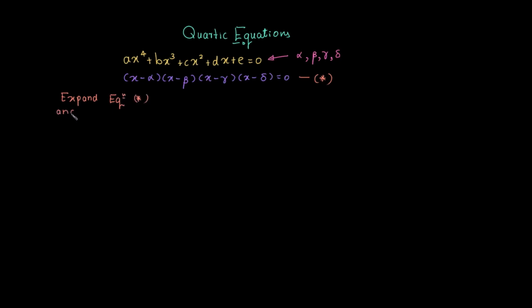Actually, let's divide that first equation by a and then compare the coefficients to find out that sigma alpha is equal to minus b by a, and sigma alpha beta is c by a. And sigma alpha beta gamma is minus d by a, and the product of the roots is actually equal to e by a.